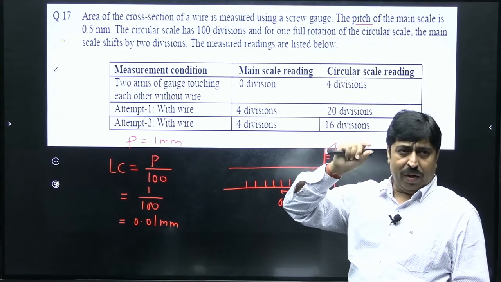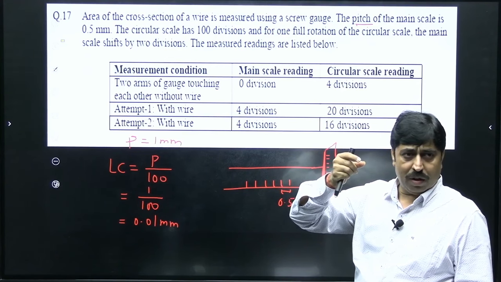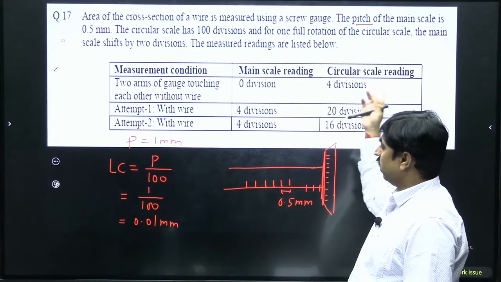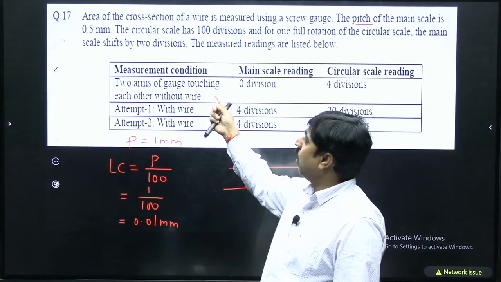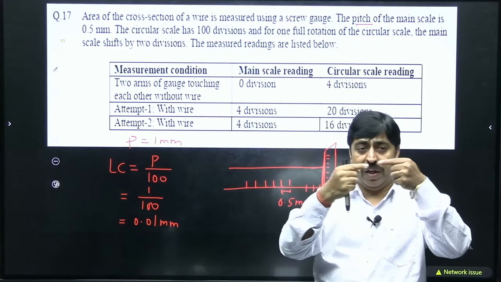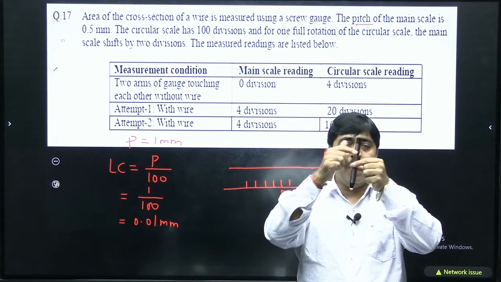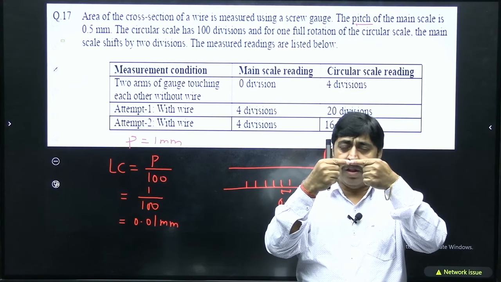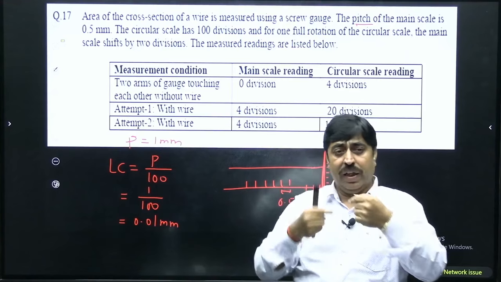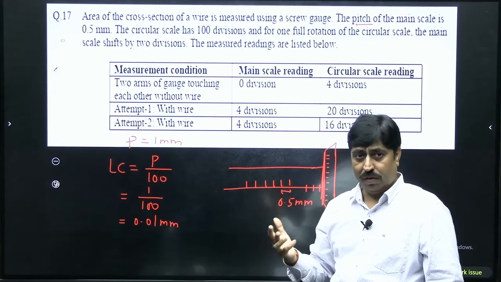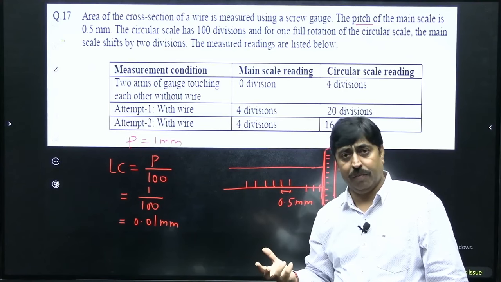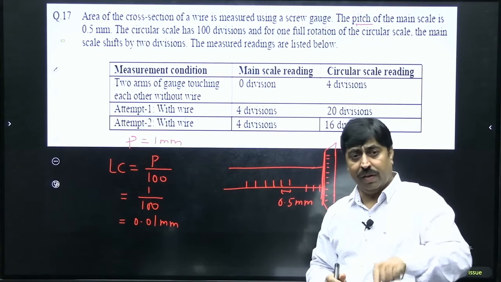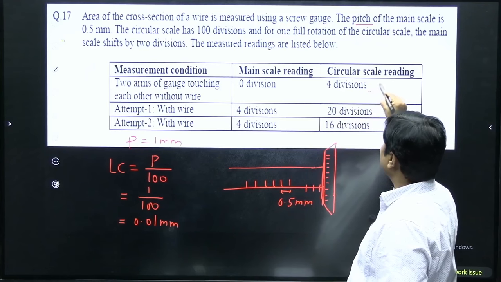Now there is some data given. The diameter of the wire is being measured. That is the question. Area of cross section of the wire is the, okay. For that we will measure the diameter, and this is the data given. The question says, when two arms are touching each other without a wire, no object has been placed between the anvil and the screw actually, and there is no gap between the two jaws. In that case, ideally what should happen? The screw gauge should give us zero reading. Main scale reading should be zero, as well as the circular scale reading should be zero. But it is not the case here. The main scale reading is zero, but circular scale reading is four.